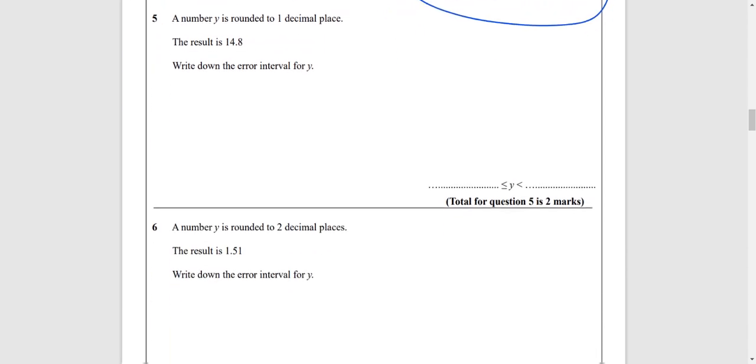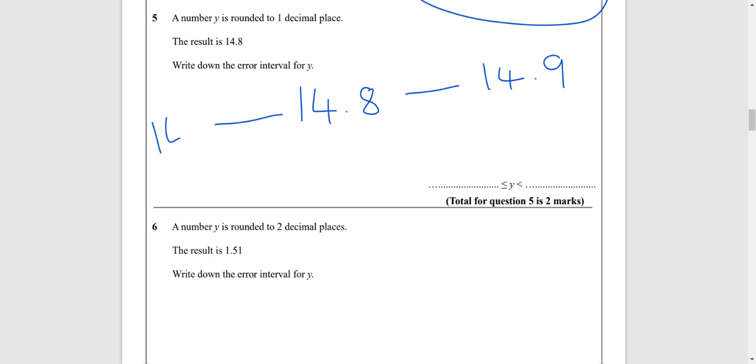Right. Question 5. A number y is rounded to 1 decimal place. The result is 14.8. First step, I write my 14.8 in. It was to 1 decimal place. So I'm going to write 1 decimal place more here, which gives me 14.9. I'm going to write 1 decimal place less here, which gives me 14.7.